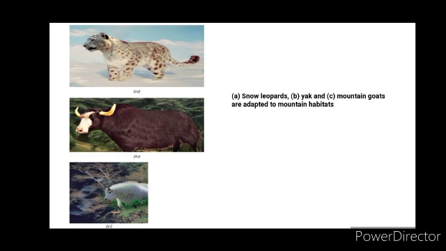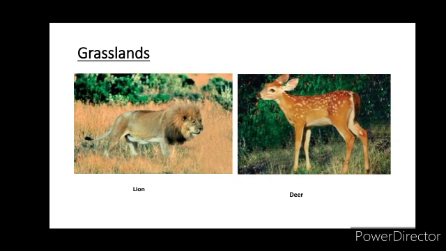So students, this is all about adaptation of animals and plants in mountain regions. Students, next terrestrial habitat is grasslands. A lion lives in a forest or a grassland and is a strong animal that can hunt and kill animals like deer. It is light brown in color. All of you look at the picture of a lion and the deer.